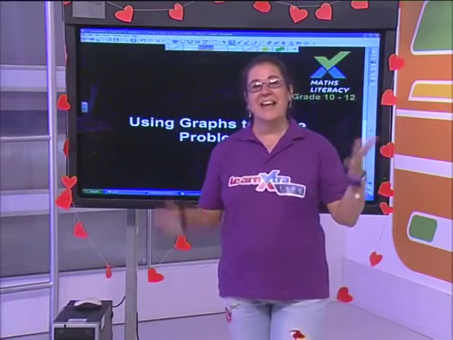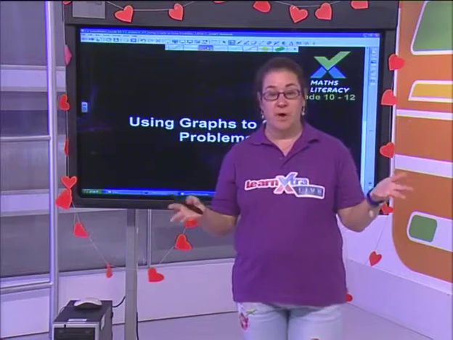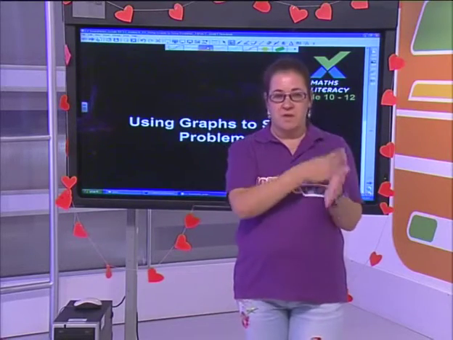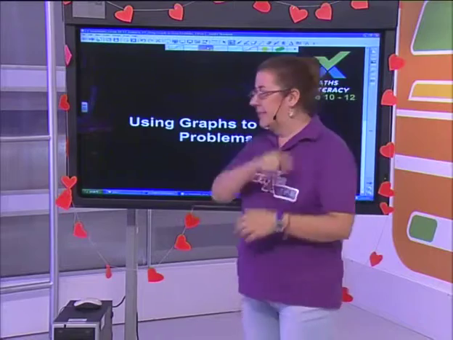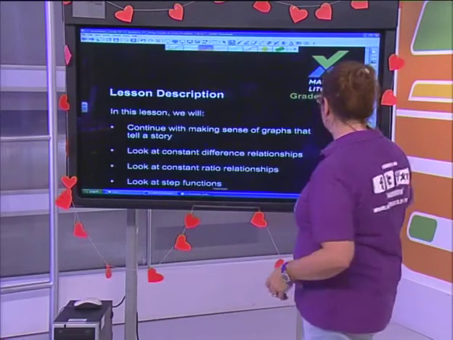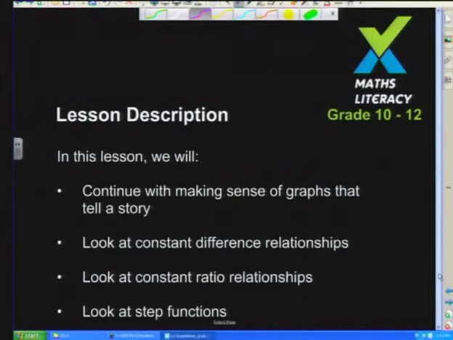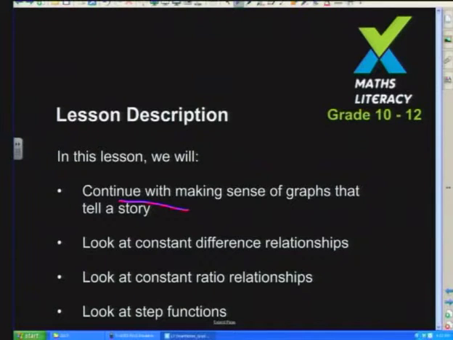I think we're going to go straight over. Thanks, Indy. Hi, guys. Like Indy said, we're going to be doing using graphs to solve problems. We're basically continuing from our lesson of last week where we introduced graphs. So in this lesson, we're going to continue with making sense of graphs that tell a story, like graphs that we see in everyday life. We're going to look at constant difference relationships and constant ratio relationships, and I'm going to show you the difference between those two. And finally, we're going to look at step functions. So let's go right ahead and do that.